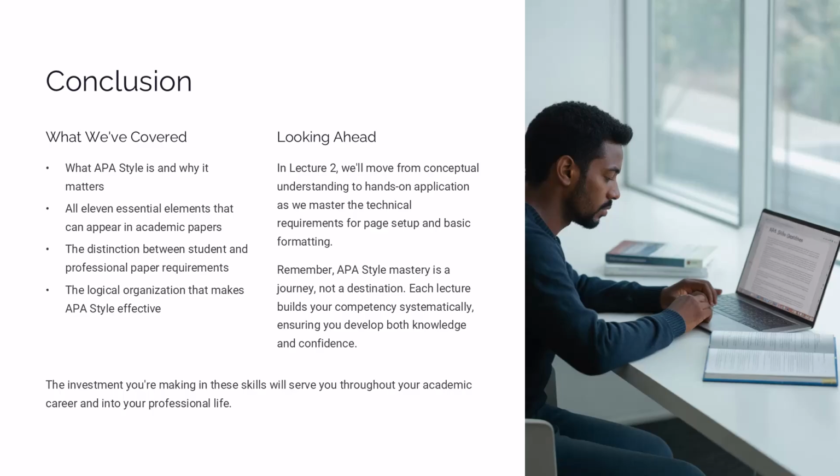Today we've established the essential foundation for your APA style mastery journey. You now understand what APA style is and why it matters in scholarly communication. You've learned about all 11 essential elements that can appear in academic papers and understand the important distinction between student and professional paper requirements. Most importantly, you've gained appreciation for the logical organization that makes APA style an effective system for scholarly communication. This foundation prepares you for the detailed, practical instruction that follows.